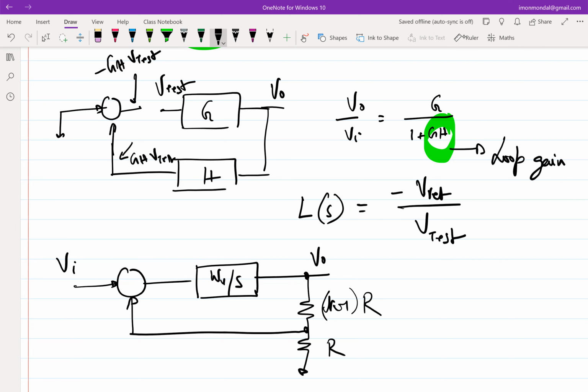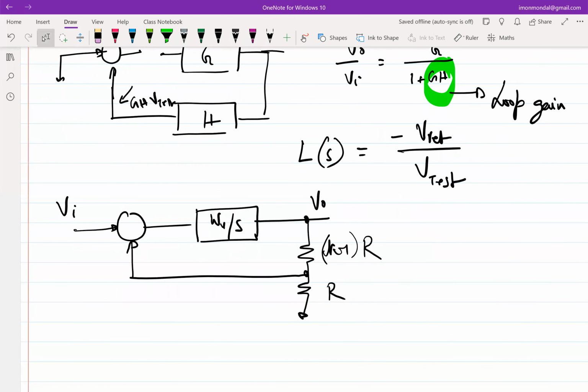So what is the first thing that I will do to figure out loop gain? I'll desensitize the input first, because loop gain doesn't depend on where you apply the input. It's a property of the loop, not where you have applied the input. So I'll apply a V test and I will check the V return.